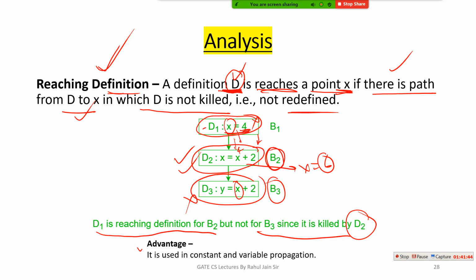And what are the advantages of it? It is used in constant and variable propagation. This X is a constant, and whatever variable we have, it is used in constants and variables. That is why we will say it is a reaching definition, guys.